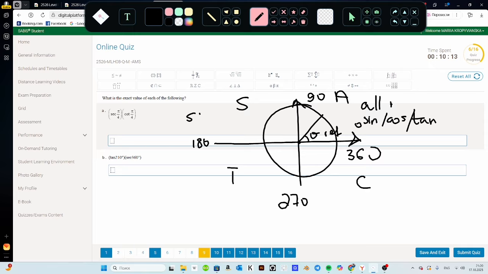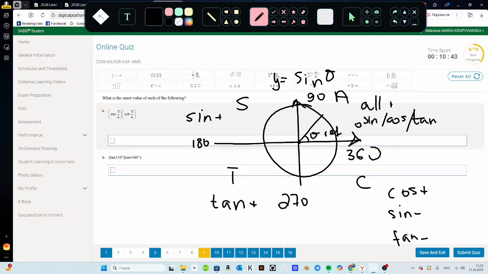Now, in students, it's just positive sine. In takes, it's tangent, also positive. And in calculus, cosine is positive, sine is negative, and tangent is negative. So that's where we end up. Oh, sorry, and I forgot to add that y is equal to sine theta. That's pretty much it. This is our unit circle that we're going to be using later on.